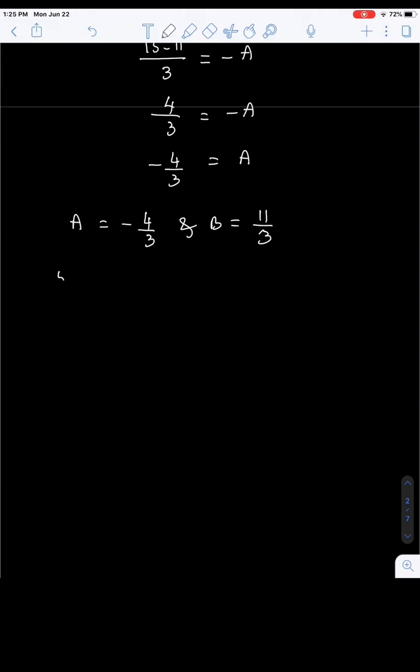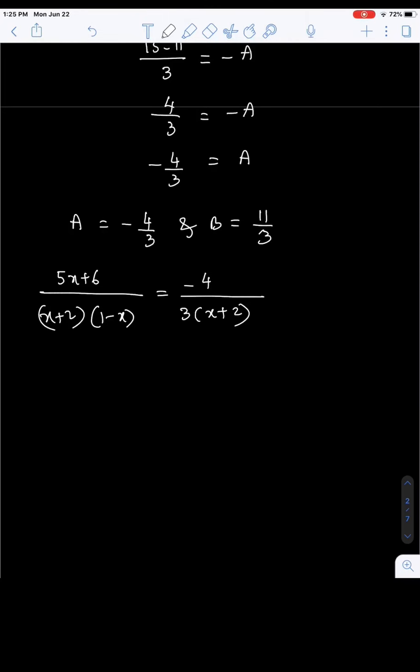That is, 5x plus 6 by x plus 2 into 1 minus x is equal to minus 4 by 3 into x plus 2 plus 11 by 3 into 1 minus x. So how did we get this step? We got it from 1, so we have to write like this, since it is from 1. And up to here, this is the first part.